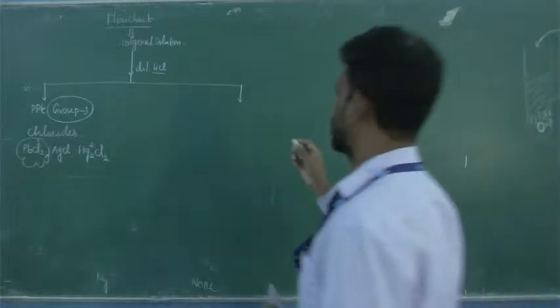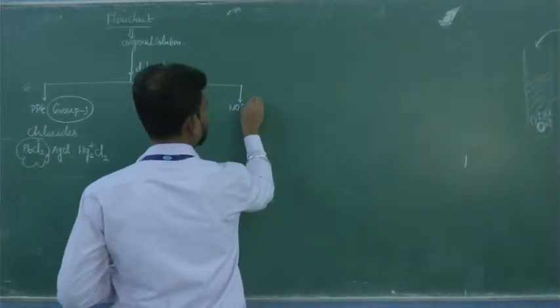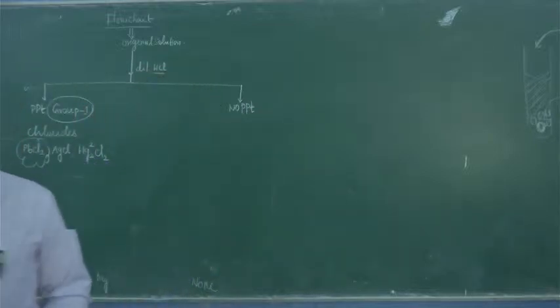So can we identify group 1? What did we add? You have to add dilute HCl to the original solution. If an immediate precipitate forms, it is group 1. What particular element do we have in our syllabus? Lead. Suppose there is no precipitate, no PPT. What PPT? No PPT. Precipitate does not form.